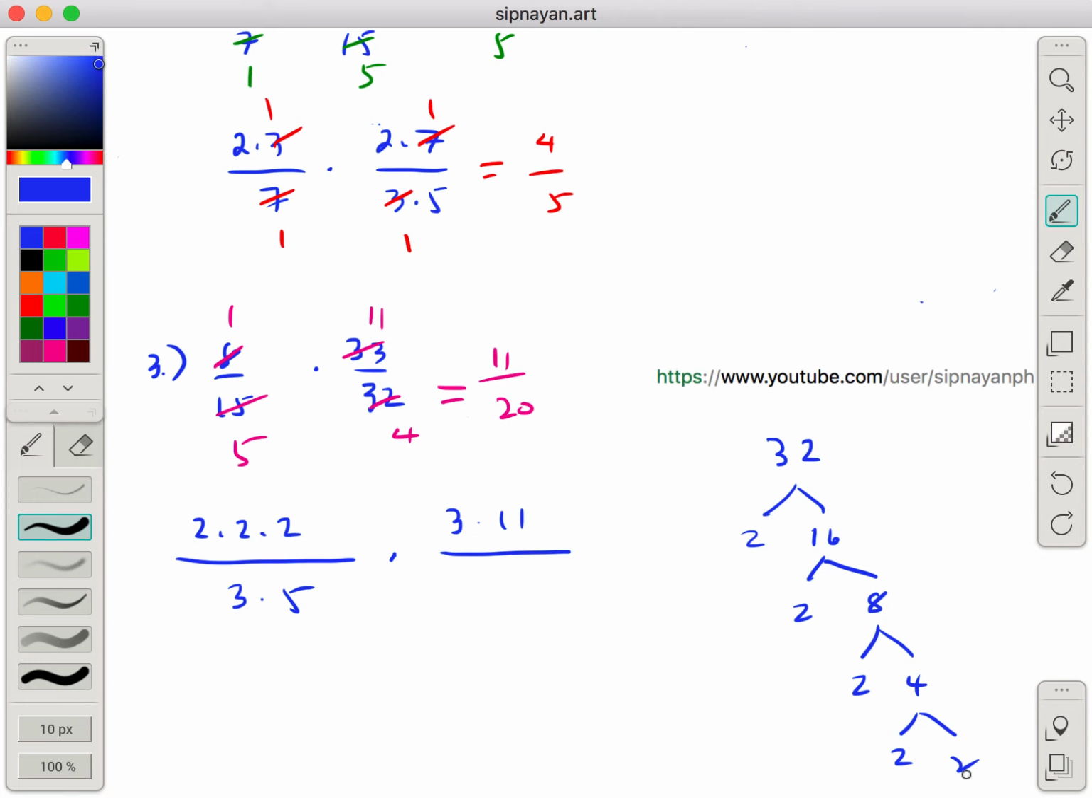No? Tapos yung pinakadulo, yan yung mga factors natin. So, 2 times 2 times 2 to the 5th actually yan. So, 2 times 2 times 2 times 2 times 2. Okay?